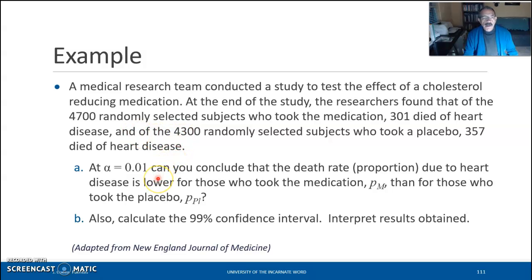All right, I'm going to stop here. In the next segment, we're going to review this example and see how we perform a comparison of proportions from two independent populations.